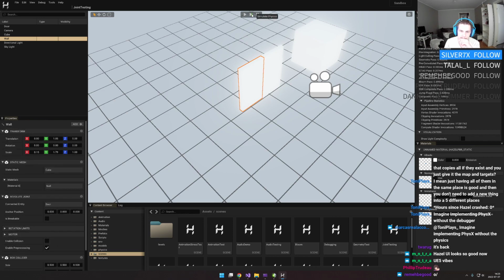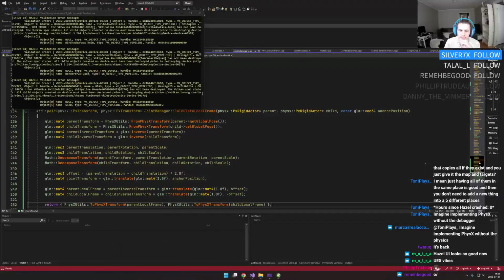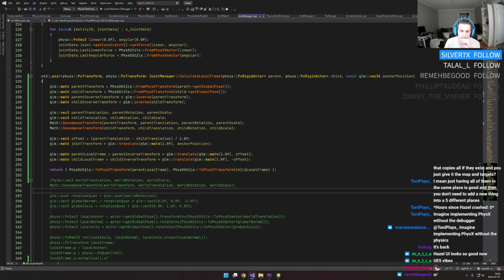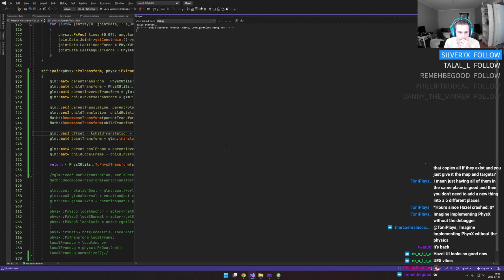Okay, so we've tried this. I think the offset is wrong. The offset doesn't look quite right. So maybe it's child minus parent. Potentially.